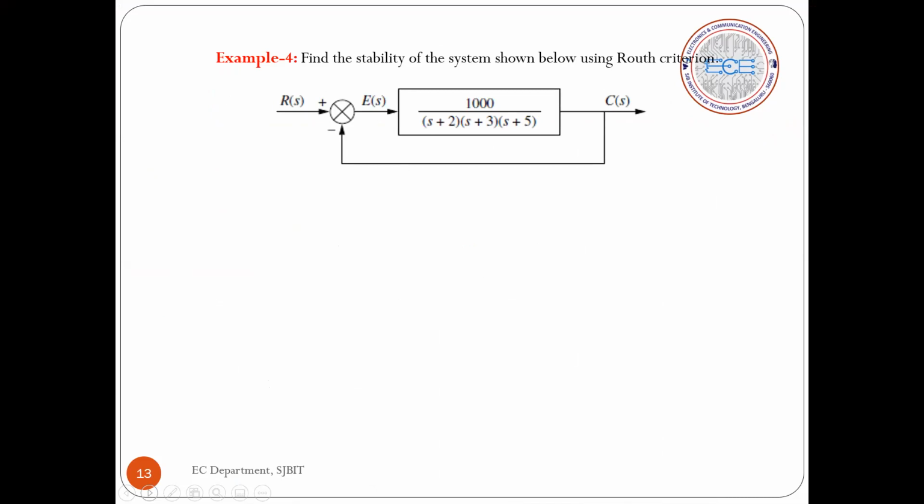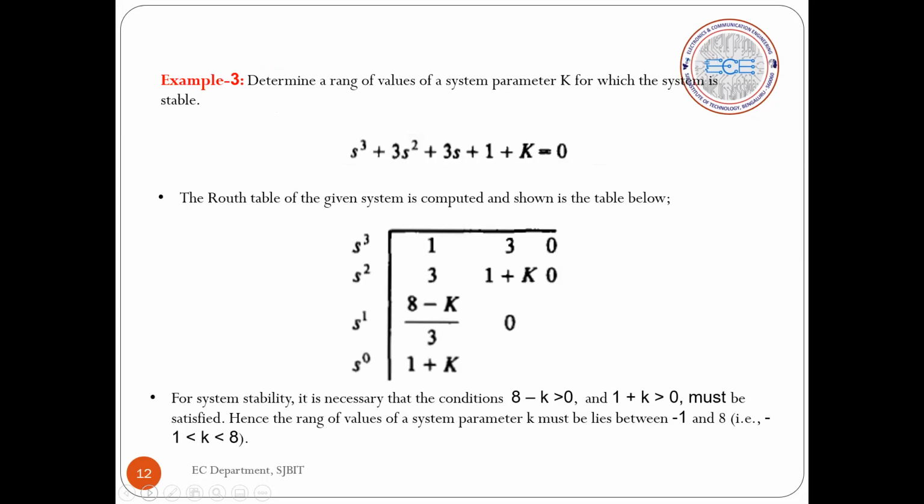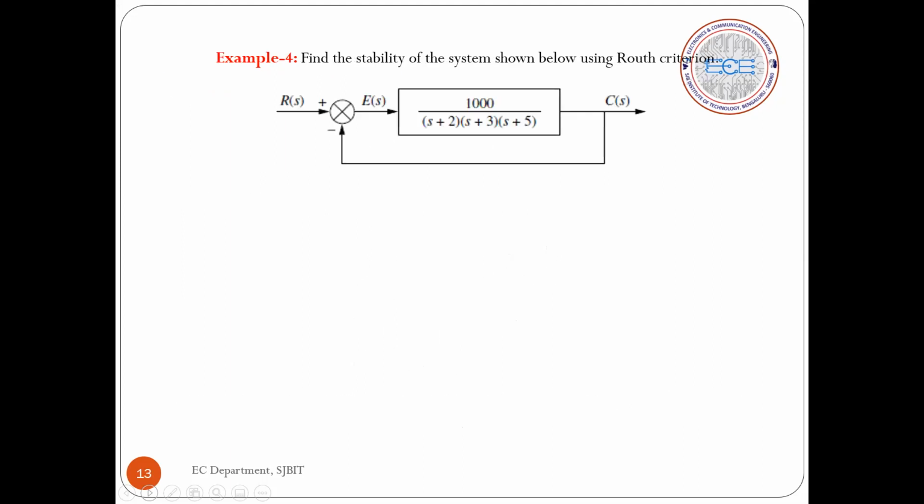Last class we were discussing Routh-Hurwitz criteria, how to construct the Routh-Hurwitz table, how to interpret the table, and how to comment on the stability. Last time we saw an example where we were finding the range of K for which the system is stable. Which condition did we apply? We applied that in the first column there should not be any sign change. If there is a sign change, that directly gives us how many roots are in the right half of the S plane. Based on that criteria, we commented on the stability and also found the range of values of K.